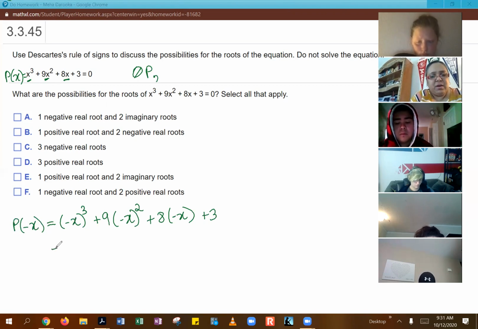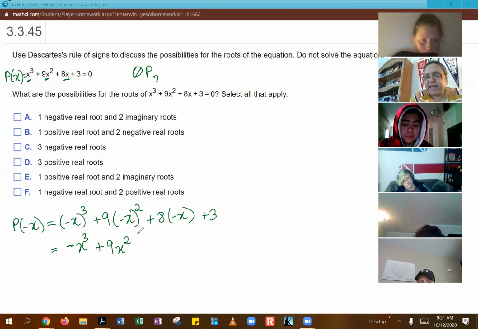So we know if you have a negative number to an odd power, the negative sign will stay. So you will have negative x to the third on that first one. When you have a negative number to an even power, it becomes positive. So the 9x squared will actually stay positive. 8 times negative x will of course end up becoming negative, so you will have negative 8x. And then of course, plus 3 will stay as it is.